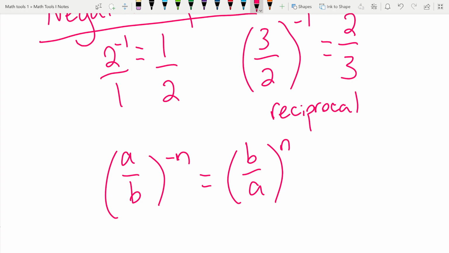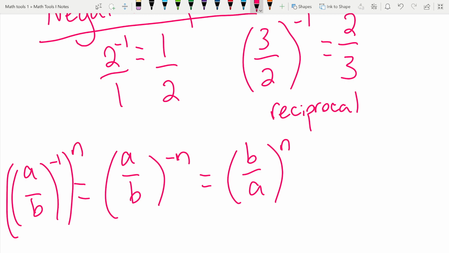The way we could think about this is that this is really a over b to the negative 1, to the n. Using that power property, we can separate the negative 1 out of it. So we do the negative 1 power first, just like we did with the 3/2, and then we also raise it to the n, which we can simplify to b to the n over a to the n, of course. Again, this is only defined if a and b are both not 0. Anytime we have a denominator involved, we need to make that disclaimer.